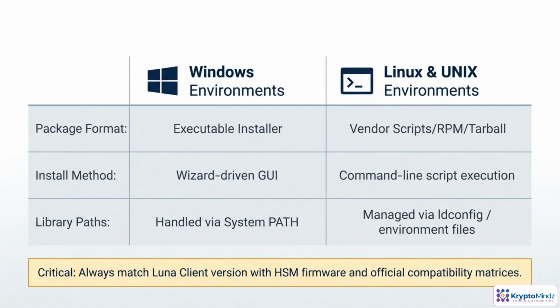Luna Client is not a one-size-fits-all installer. On Windows, you typically use an executable with a wizard that updates path entries for you. On Linux and UNIX, you'll more often work with RPMs, tarballs, or vendor scripts, and you manage ldconfig and environment files yourself. Before choosing a package, confirm OS version, CPU architecture, and patch level, and align the client version with the HSM firmware and the vendor's compatibility matrix.